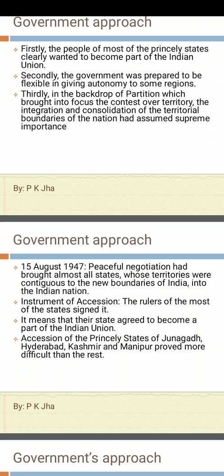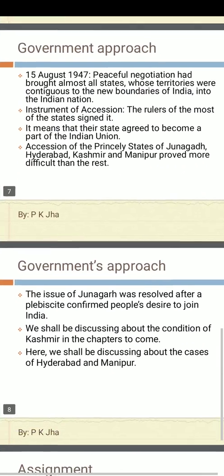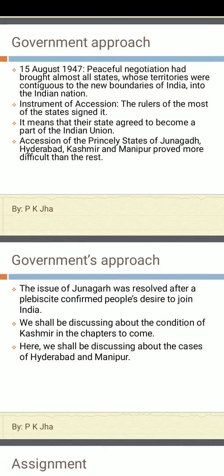And as per this, the accession of the princely states of Junagadh, Hyderabad, Kashmir, and Manipur, these four, basically proved more difficult than the rest. As far as Junagadh is concerned, the issue was resolved after a plebiscite, which confirmed the people's desire to join India. Yes, a plebiscite was conducted there. We know about the plebiscite, that this is the people's mandate, a kind of referendum. So the people's mandate was given, and they confirmed their desire to join India. So the issue of Junagadh was resolved.